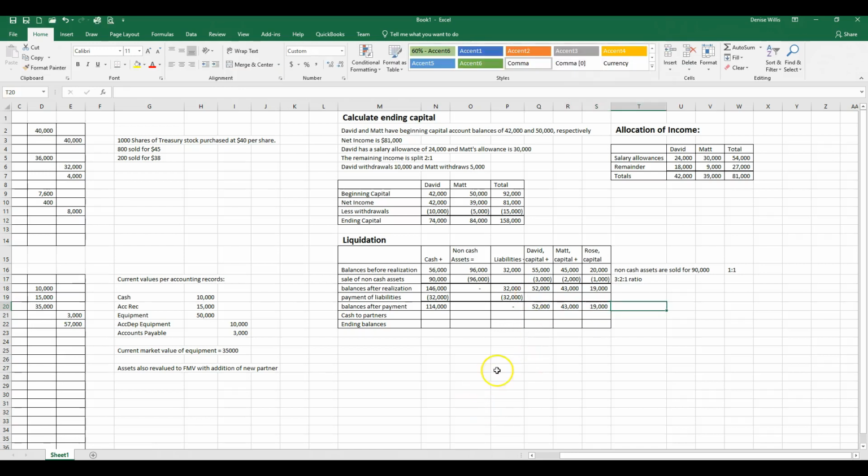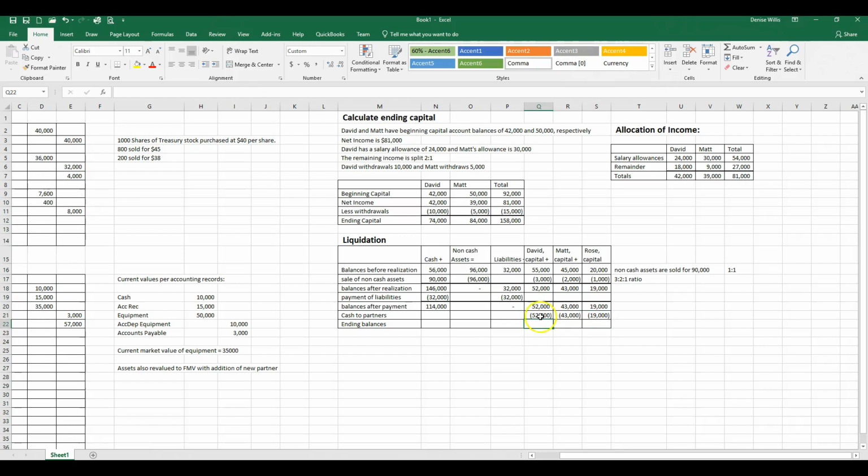Okay, so the question now is, how do we take this cash and allocate it to these different partners? Don't attempt to bring a ratio into this. That makes it much harder, and it also makes it wrong. The point here is we're trying to close out the account. Take the cash, which equals exactly what these capital accounts are, and give it to them in the amount of their capital accounts. So this person is going to get 52,000. We're going to take it out of their capital. This person is going to have 43,000 given to them, and this person is going to have 19,000 given to them.